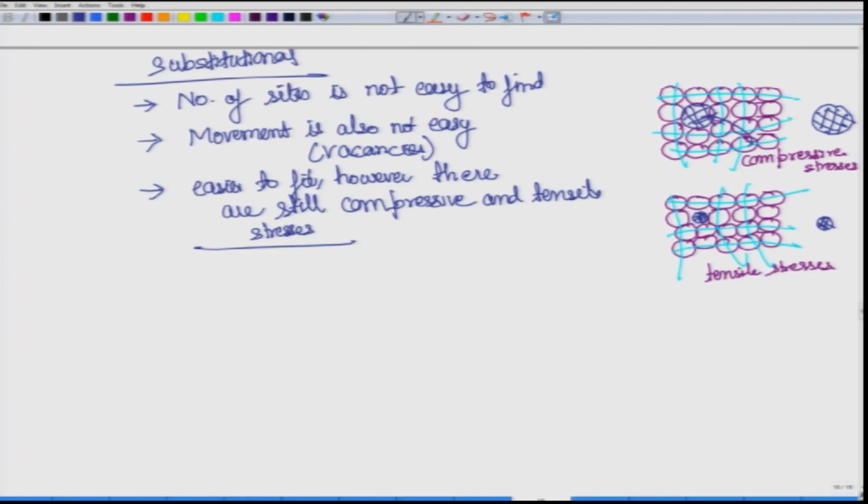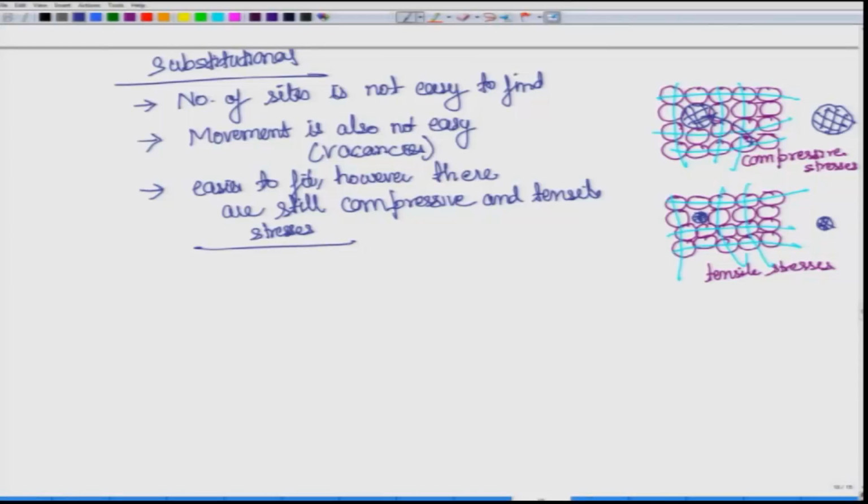On the other hand, the third factor, which is fitting. So, for interstitial, fitting is very problematic because we are talking about a very small volume or space inside the lattice. So, over there fitting is much more difficult, and there are very large strains. Over here fitting is not that big a problem, it is much easier to fit. However, it does not mean that it will not create stresses in the matrix. It will still create compressive stresses and tensile stresses depending on whether you are substituting with a larger atom or a smaller atom.